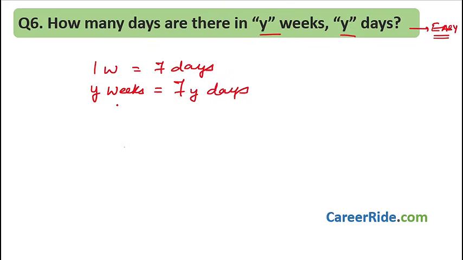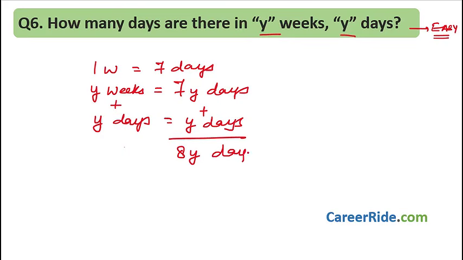What is given to you other than this? You have Y days also with you, right? So plus Y days. What is this? This is nothing but 8Y days, right? So see how easy the answer is here. How easy it is to arrive at the answer here. All that you have to do is find the number of days in a week and add them.